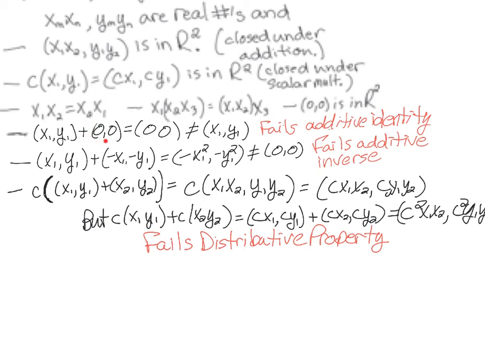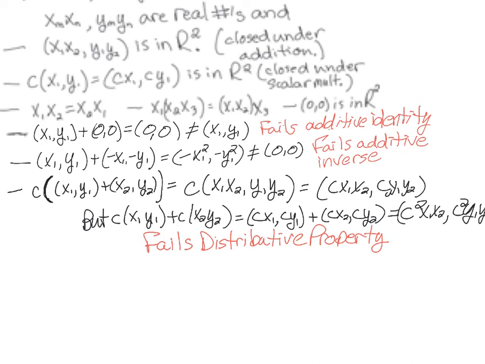If I add the 0 point to any point, I get, in this case, the 0 point. And that's not what the axiom says. The axiom says that any vector plus 0 has to be the vector itself. And in this case, x1 times x2 goes here, it goes to 0. So it does not equal the point itself. So it fails the additive identity. So it is not a vector space.